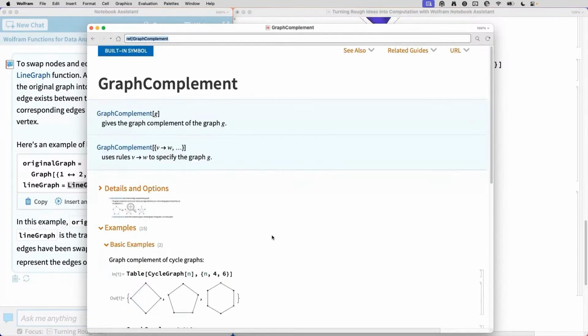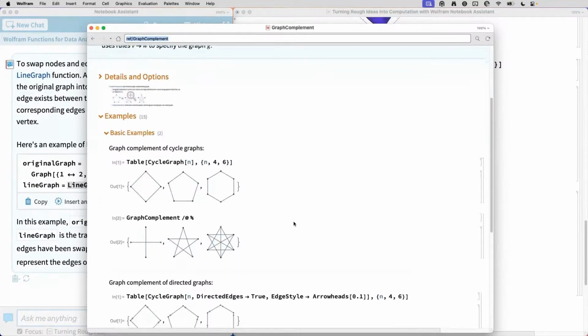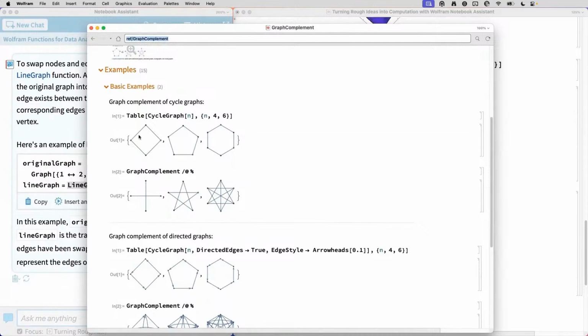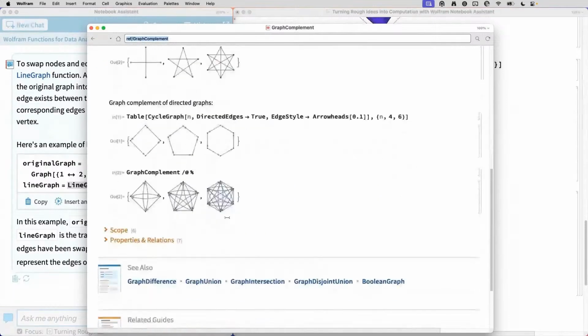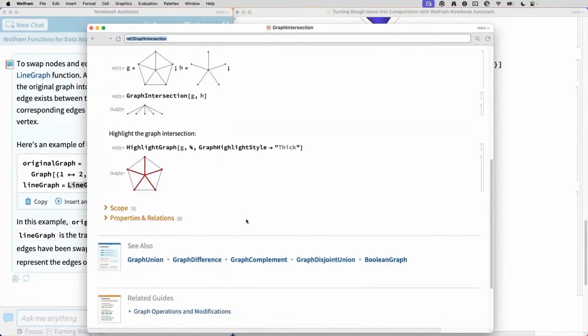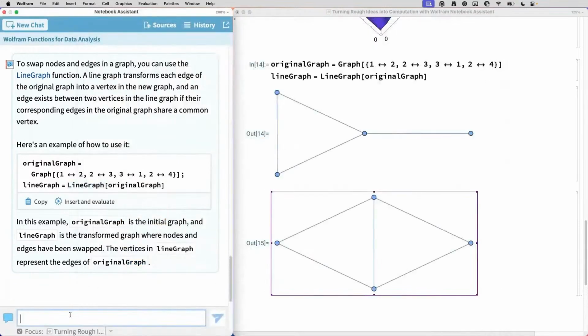So you could click in here and say, oh, okay. Well, this is what I wanted. I actually wanted to get the graph complement here, which does this. And then you can look at all the examples, and maybe this one isn't quite what you want. Maybe you say, oh, I wanted the graph intersection or something like that. And it's all just there in the documentation. And if you have any questions about anything in the documentation, guess what? You can ask Notebook Assistant about it.